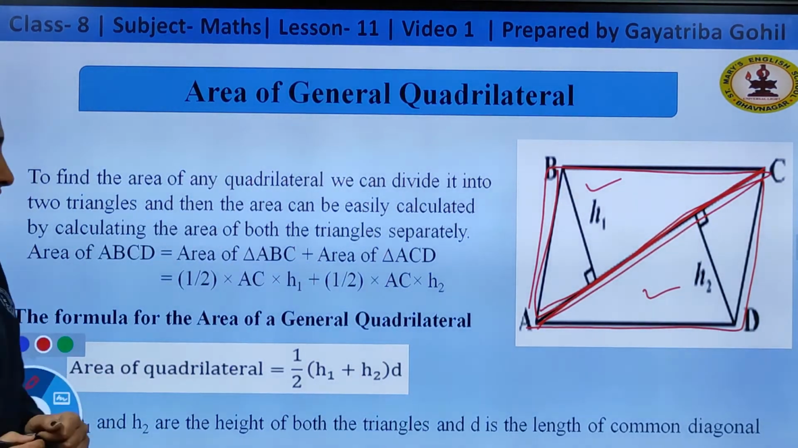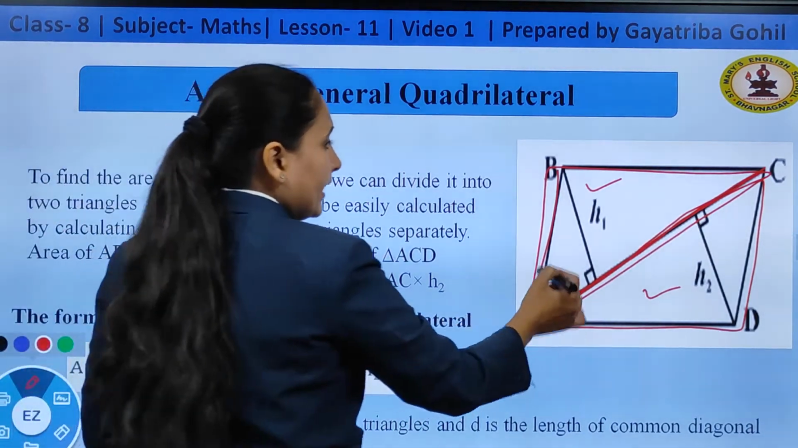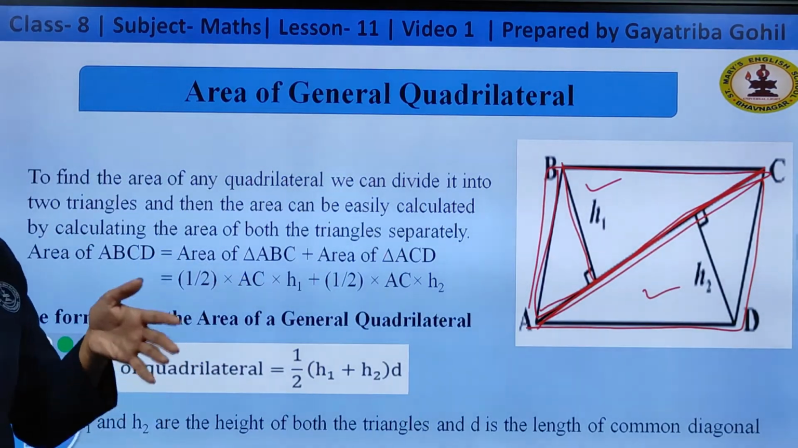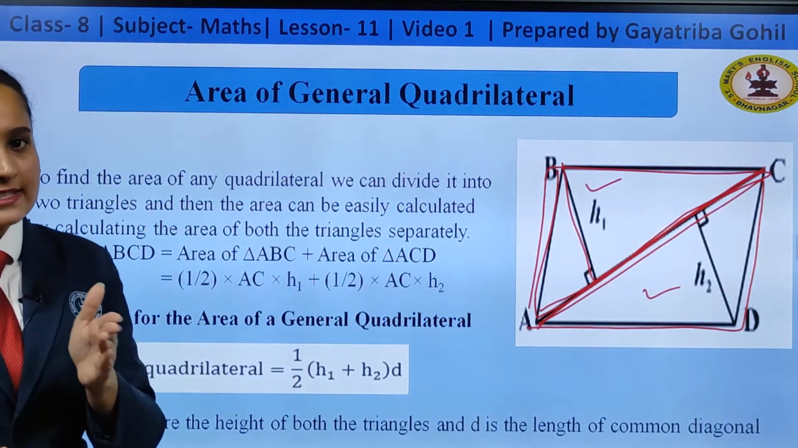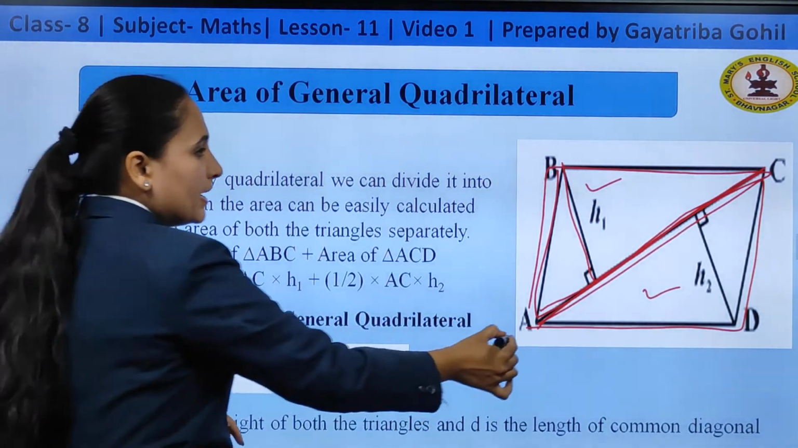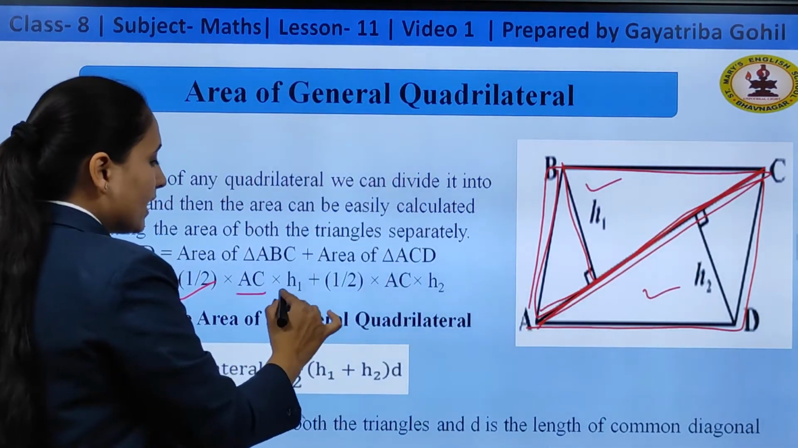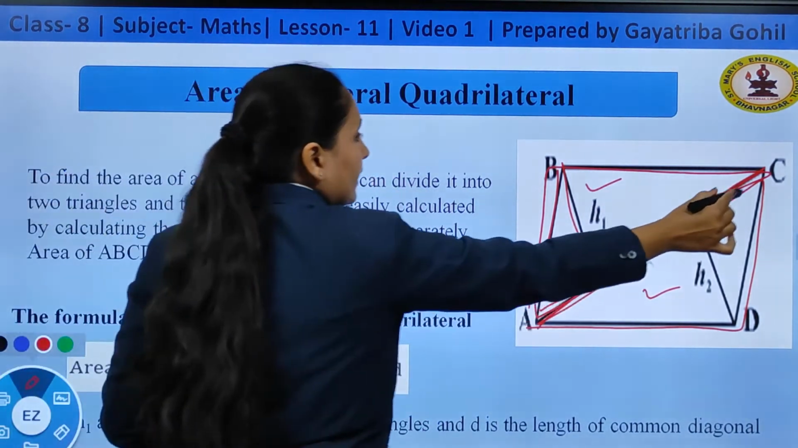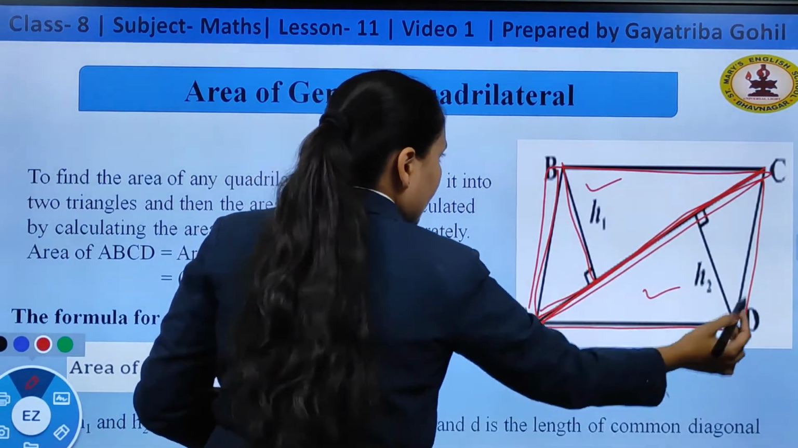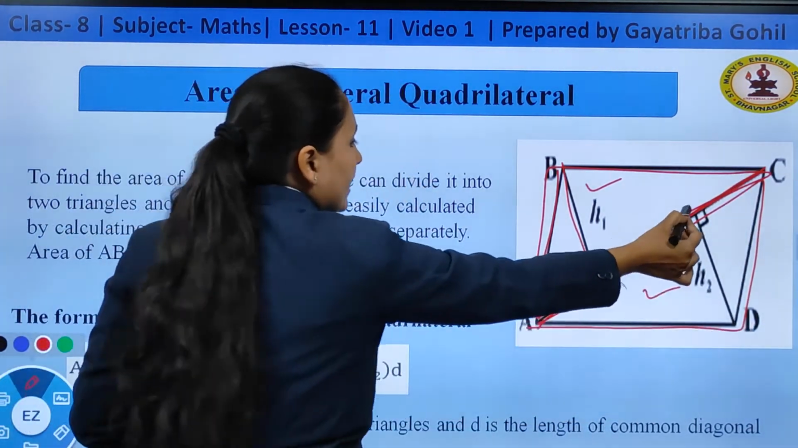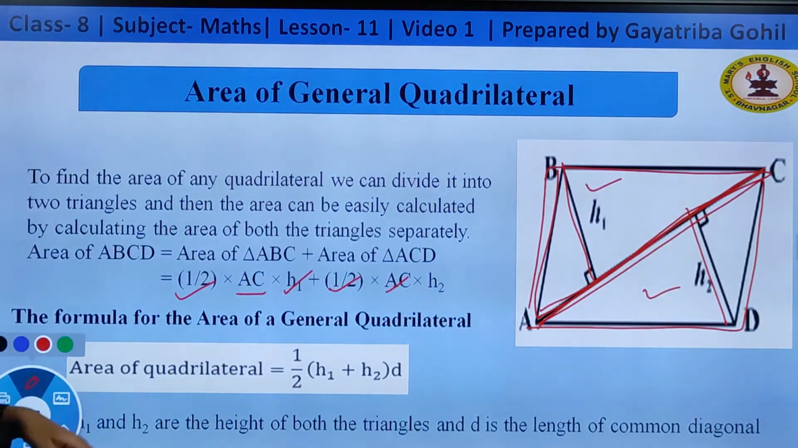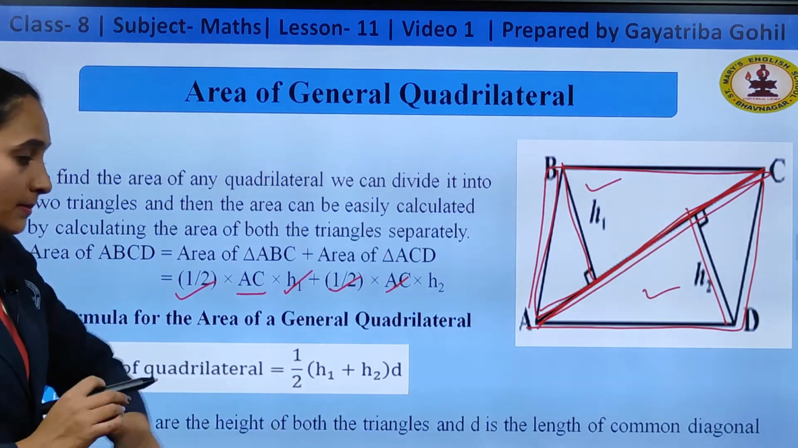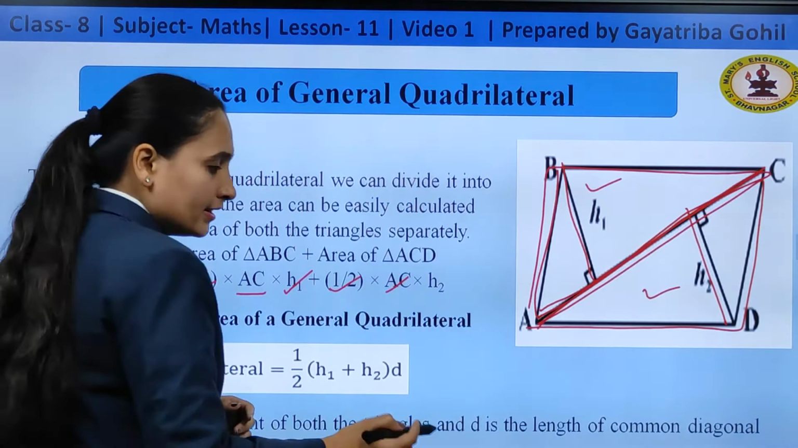When you add them, you will get the area of the quadrilateral. For triangle ABC, this is the height of the triangle. What is the formula for the area of a triangle? Half into base into height. So, half into base, which here is AC, and the height is H1. Coming to the second triangle, half into AC, again AC is the base for triangle ACD, and the height over here will be H2. So, the formula for the area of a general quadrilateral will be half into (H1 plus H2) into D. Now, where did this D come from?